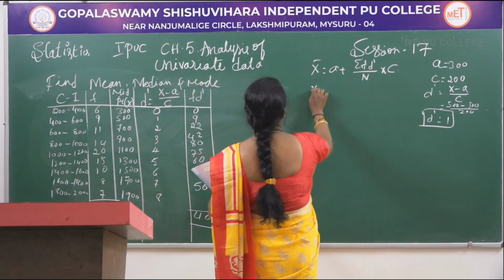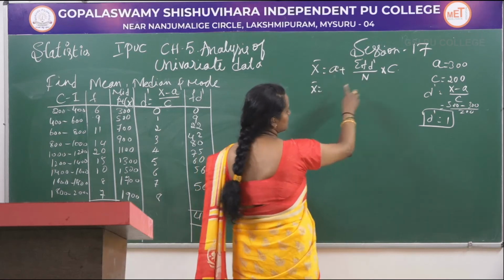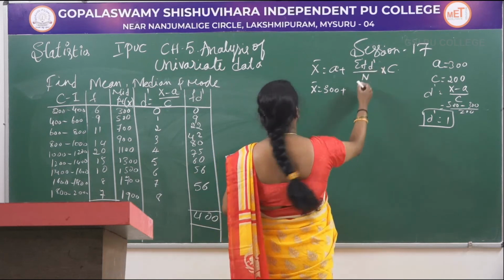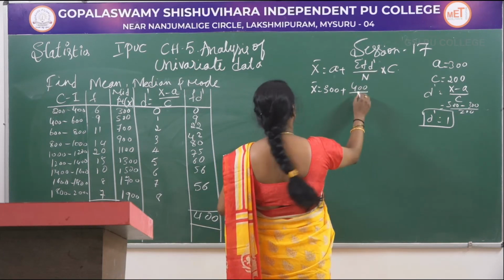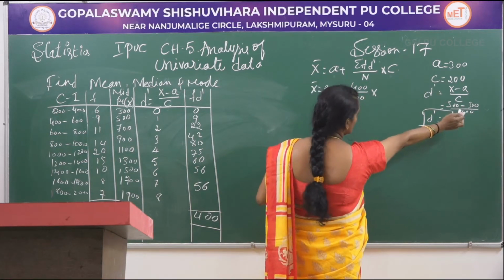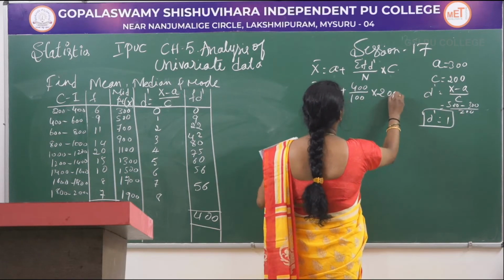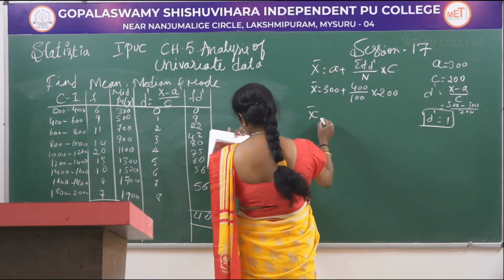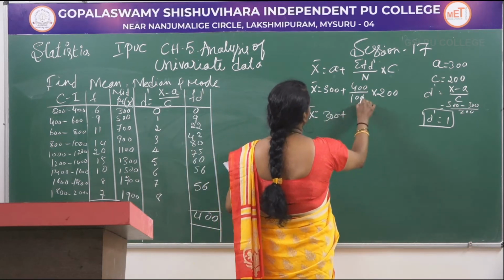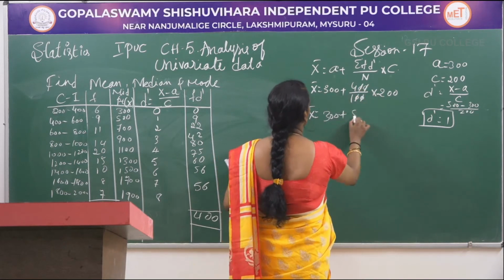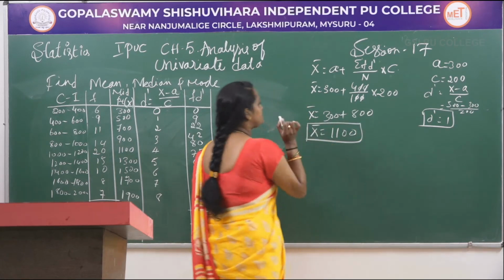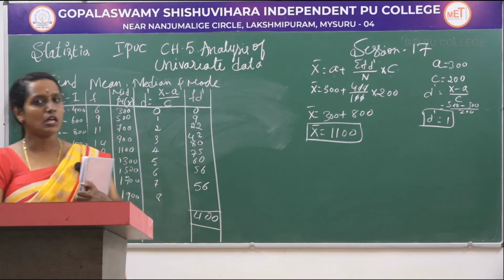Here x bar is equal to a, the assumed mean, which is 300, plus summation d', which is 400, divided by n equals 100, into c, the width of the class interval. So the width of the class interval is 200, take 200. So x bar is equal to 300 plus, this and this will get cancelled, 4 twos are 8, it is 800. x bar is equal to 1100. Okay, x bar is equal to 1100.